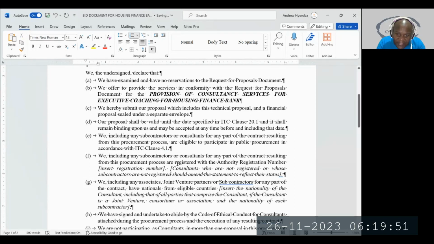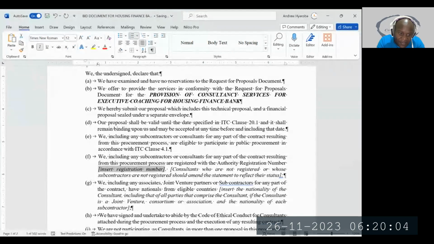We, including any subcontractors or consultants for any part of the contract resulting from this procurement process, are registered with the authority, registration number this. So we have to go and pick our registration number. And what is that number for us? Let us just quickly look for it and paste it there. So you must have that number registered with you by PPDA, and you can get that service sorted online.